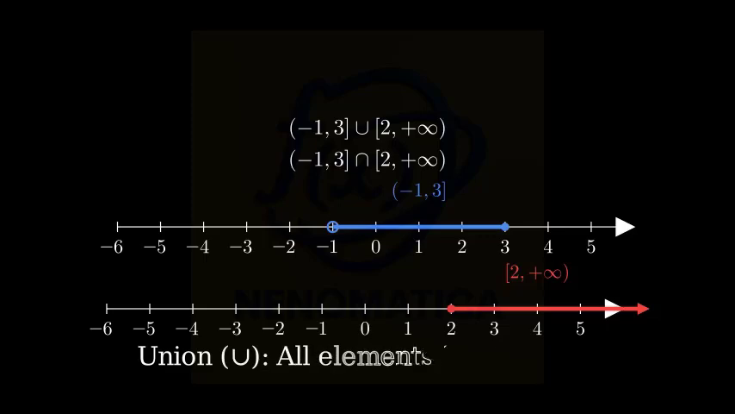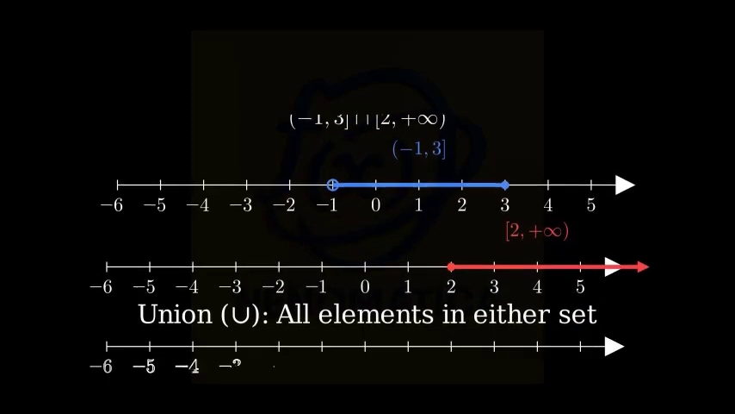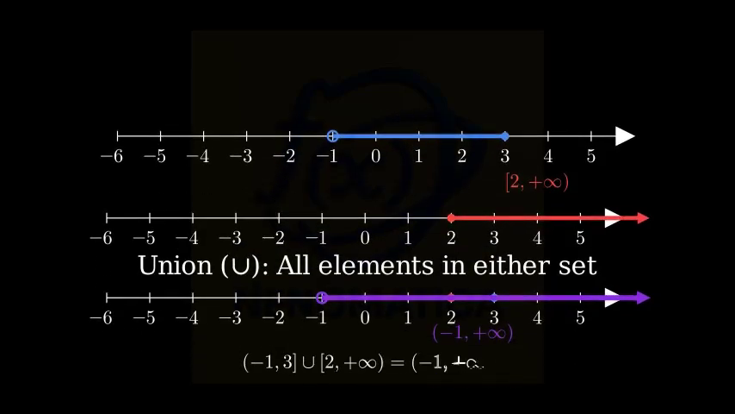The union of two sets includes all elements that are in either set. When we take the union of (-1, 3] and [2, ∞), we get all points that are in either interval. This gives us all numbers greater than -1, going all the way to positive infinity, which we write as (-1, ∞). Notice that the union starts at -1, which is not included, and goes all the way to positive infinity.